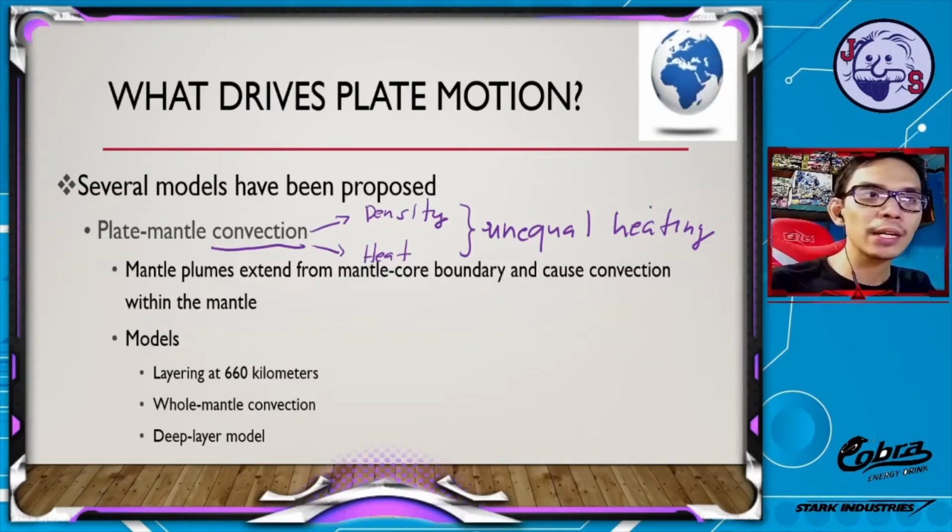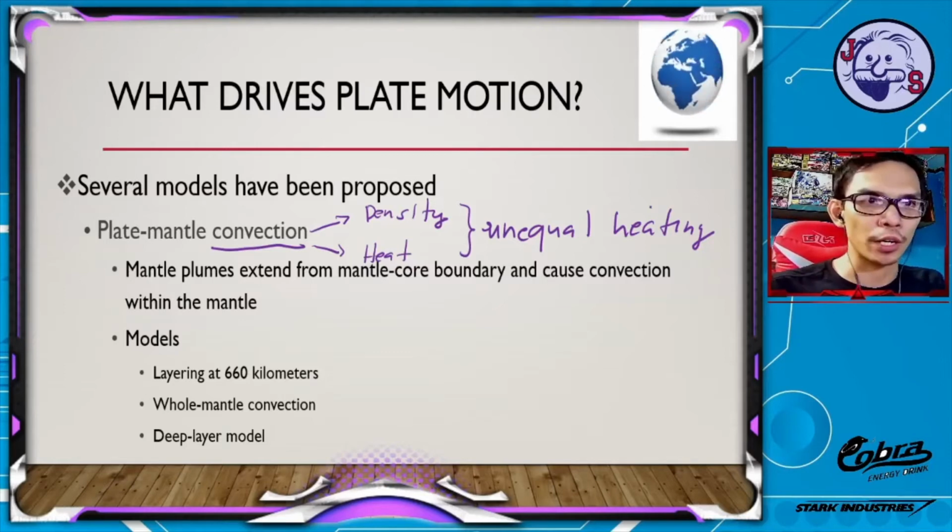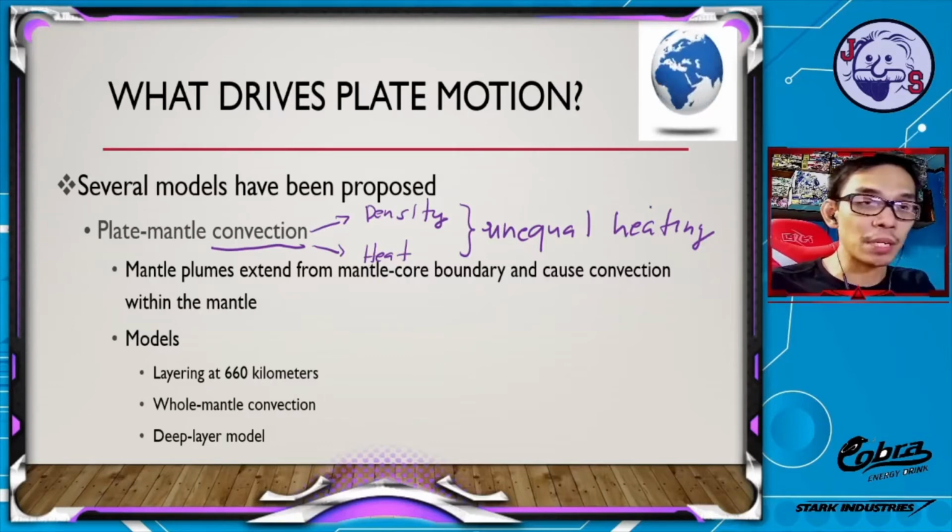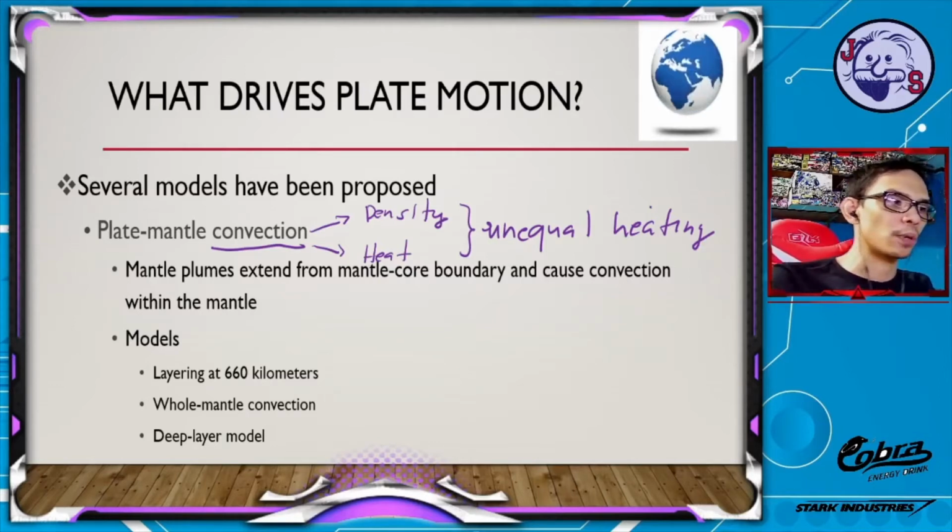But before that, let's have this demonstration. Let's watch how a convection process happens, possibly the same thing that happens inside the earth. Okay, let's watch this one.